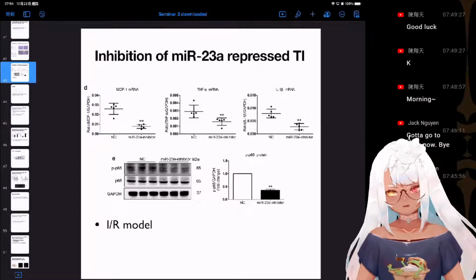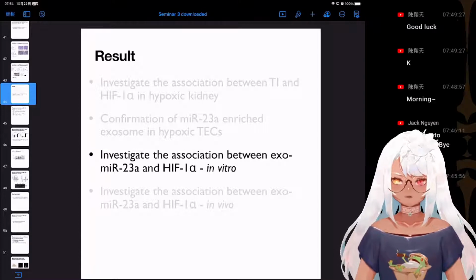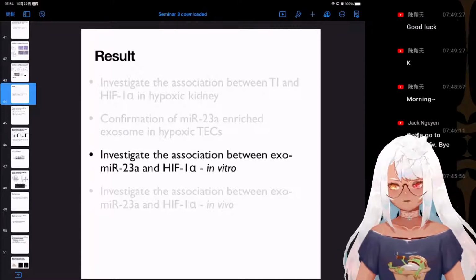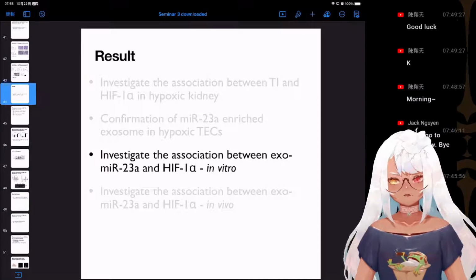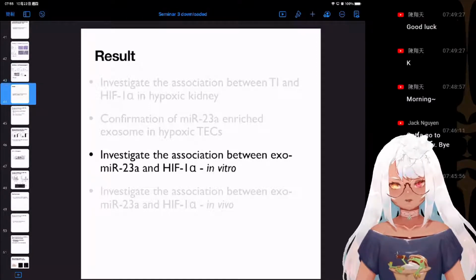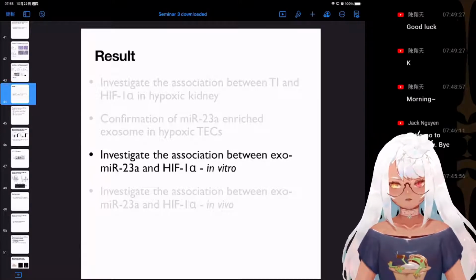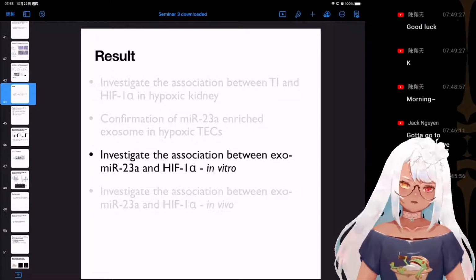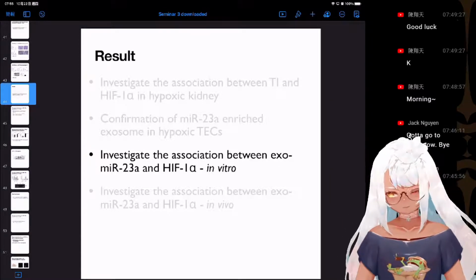Okay. So far we confirmed that there's an association between TI and hypoxia-inducible factor 1 alpha, and we confirmed that MIR23A-enriched exosomes exist in hypoxic TEC, and that MIR23A itself functions in TI development. Now let's move to the main story, the main quest in this paper.